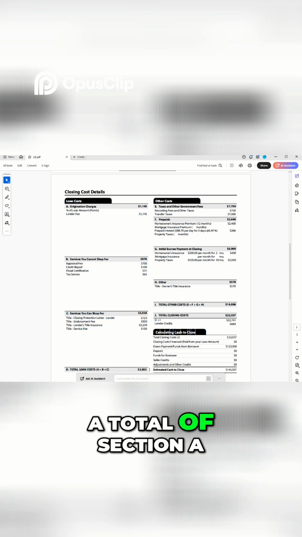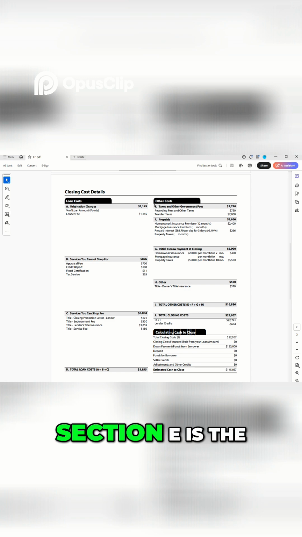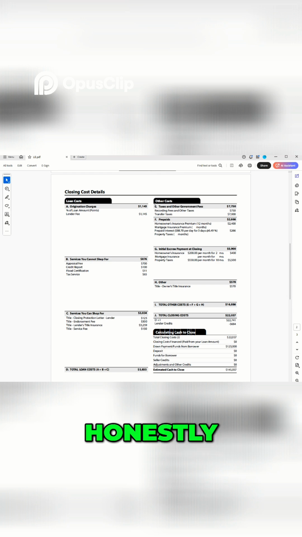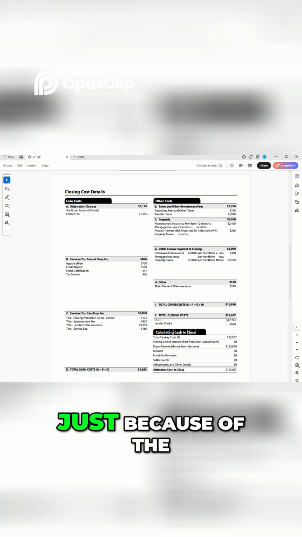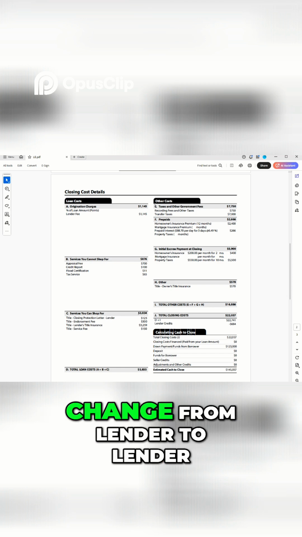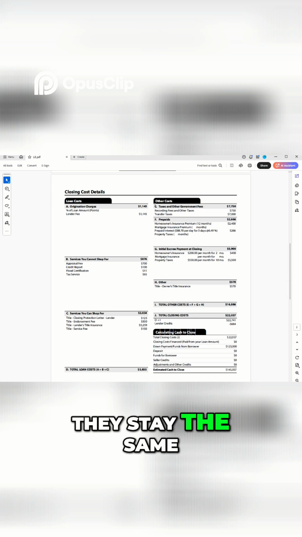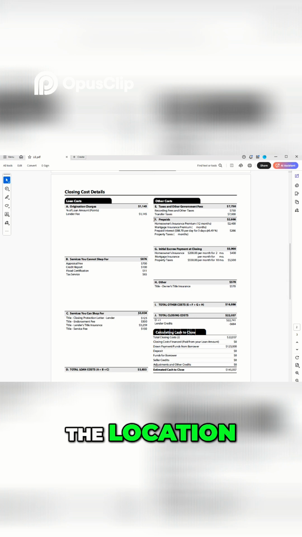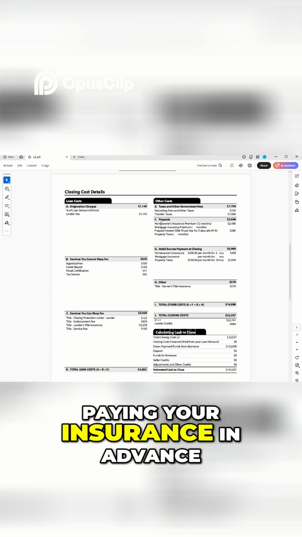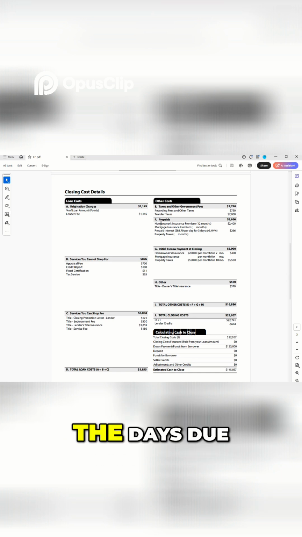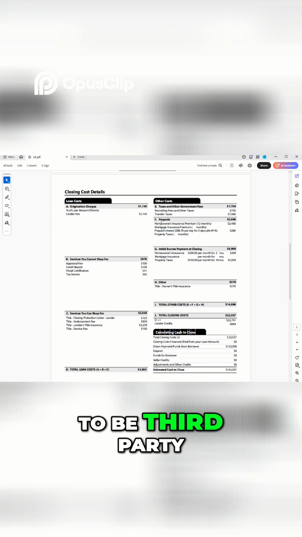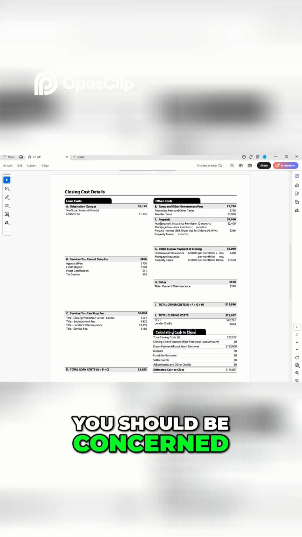Section D is just a total of Sections A, B, and C. Section E is the government fees. Those are transfer taxes and recording fees. Honestly, all those fees are irrelevant as well, just because they will be the same across the board. The government fees don't change from lender to lender. They stay the same across the board. They change based on the location. For the prepaids, same thing. These are paying your taxes, paying your insurance in advance, paying the interest for the days due. And again, those fees are pretty much going to be third party. Nothing that you should be concerned about when looking at lenders.